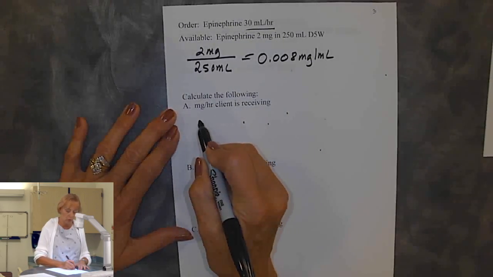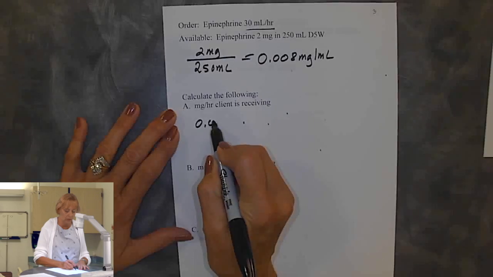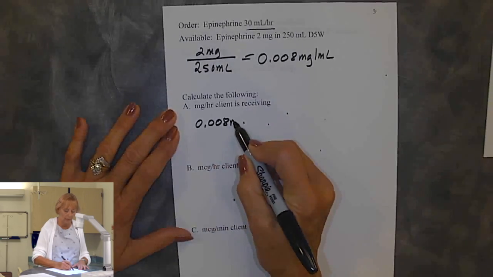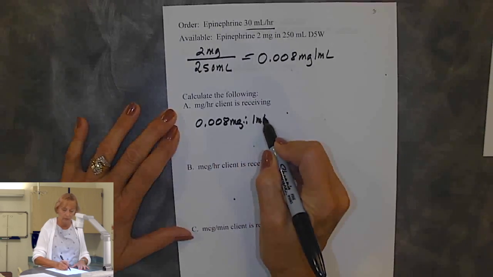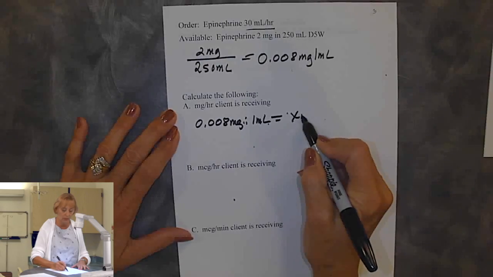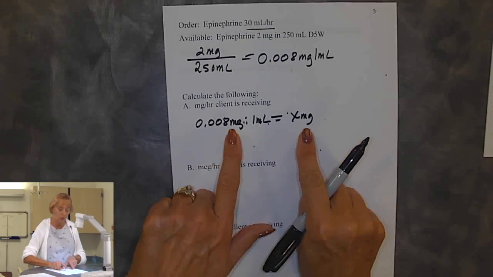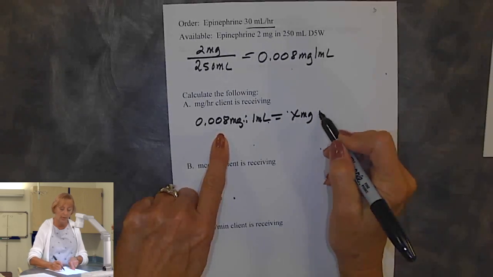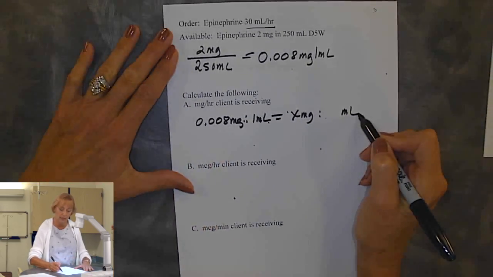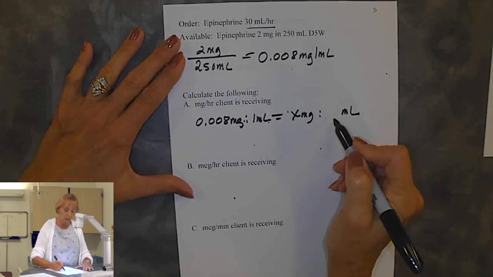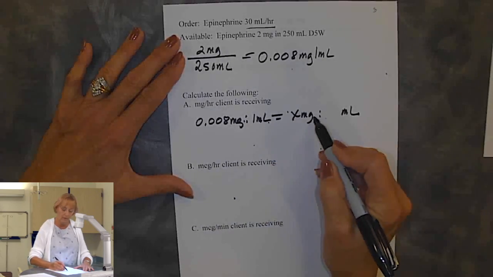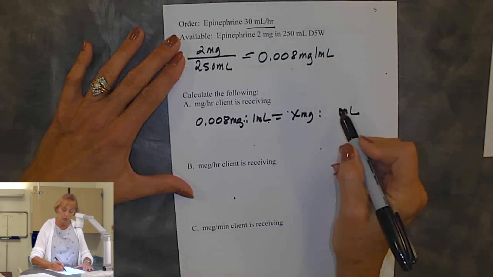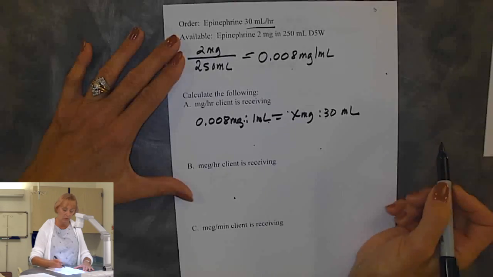So ratio and proportion, so you have 0.008 milligrams in 1 ml, and that is equal to x milligrams. Remember, pay attention. On each side of my problem, I have milligrams on this side, and then I have my mLs on the other side. So that's how you solve your problem. So I have x milligrams in 30 mLs. That's what we have infusing.